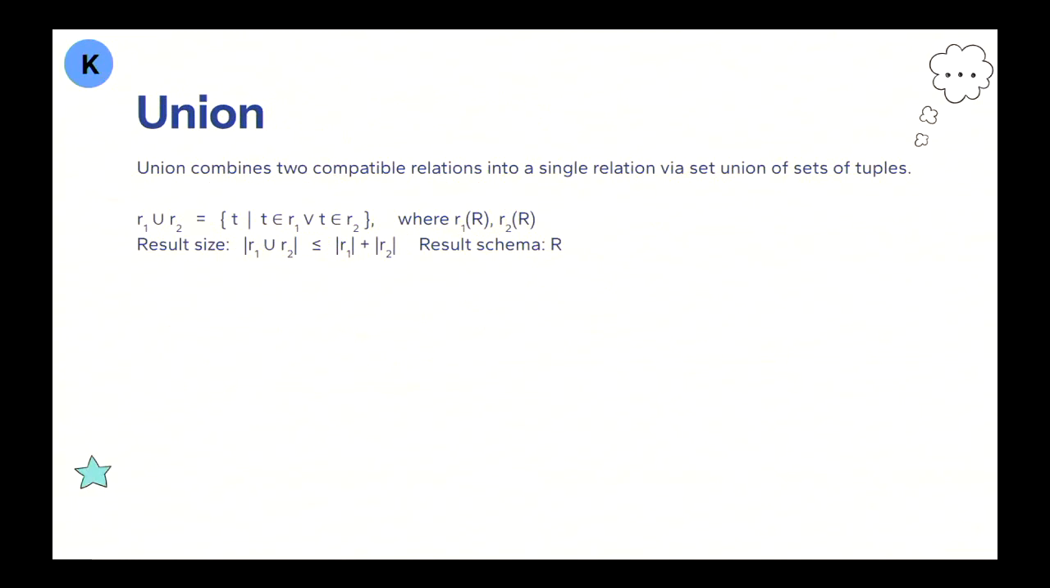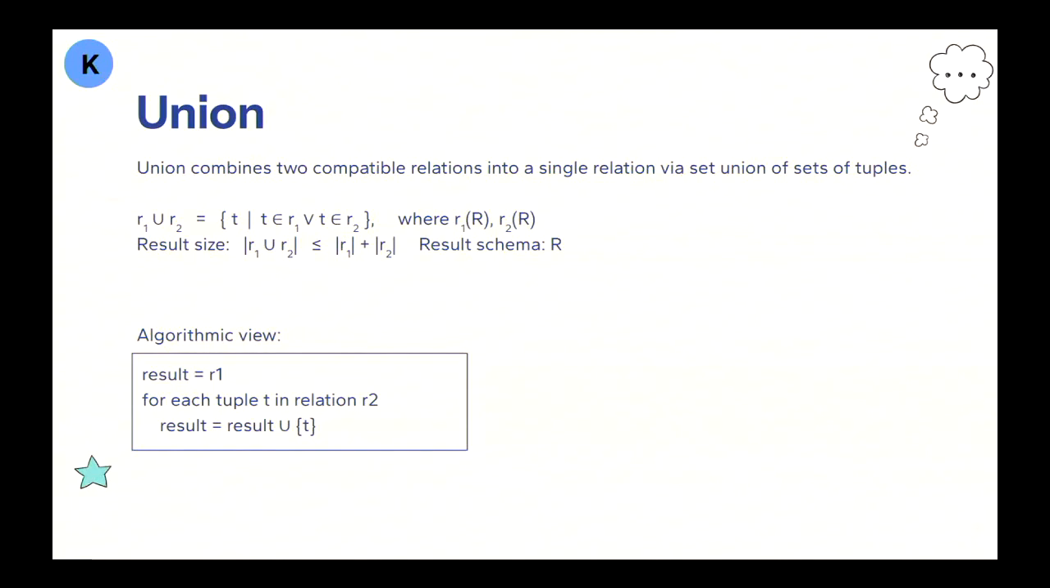So for union, the concept is kind of straightforward. It is used to combine two compatible relations into a single relation via set union. And in this union step, all the duplicates are removed. The result size is always smaller than or equal to the combination of the sizes of the individual relations. So if there's no duplicate, the size equals the size of R1 plus the size of R2. If there are duplicates, the size of the result relation is smaller than the size of R1 plus the size of R2.